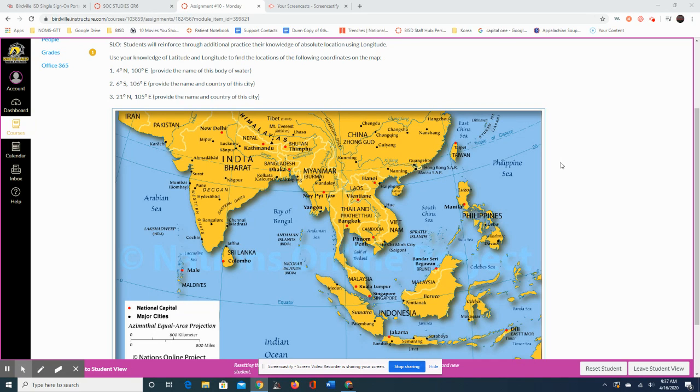A number of people had some trouble with this, so we'll just do a little mini lesson here. Hang with me. I'm attaching this to those of you who tried it already, just to give you a refresher and see how well you did. First, question number one: we want to know 4 degrees north and 100 degrees east. And there's a hint here that it's a body of water.